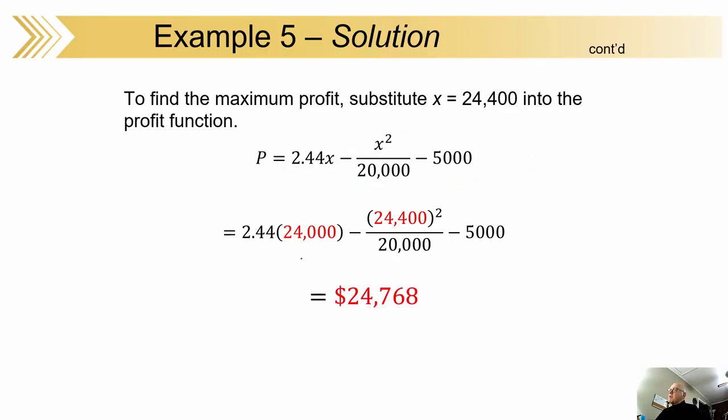Now, since that's the maximum profit, always try to think about what these things represent. It means if you sell less than that, you're going to end up with less money as your profit. If you sell more than that, you're going to get less than that amount. Even though you think, oh, if I sell more hamburgers than the 24,400, I'm going to get more money as a profit. No, not in this case. And as a business owner, you have to know these things.